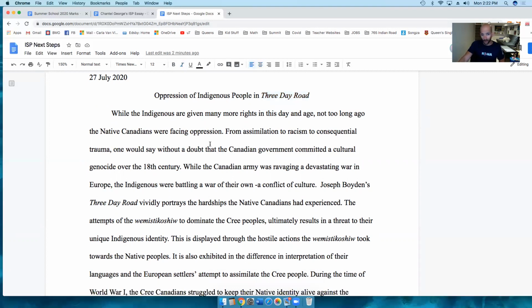So do that now. Make sure that anytime you've referred to the book, you can see it's referred to again here. Make sure it's in italics and it's capitalized as well. 3-Day and Road. All three of those words are capitalized.